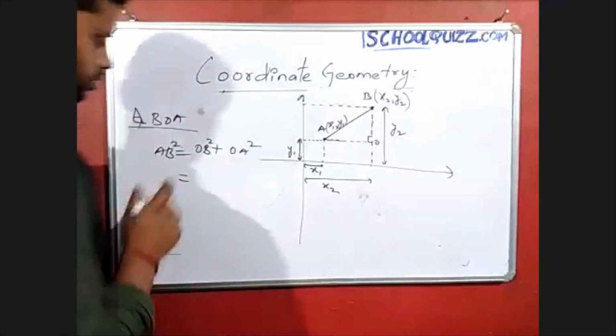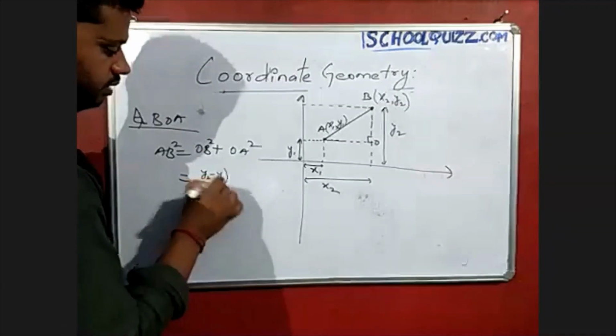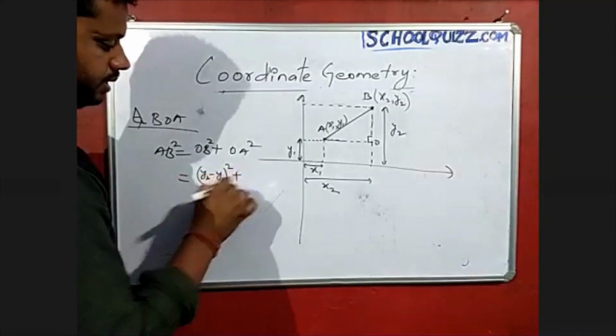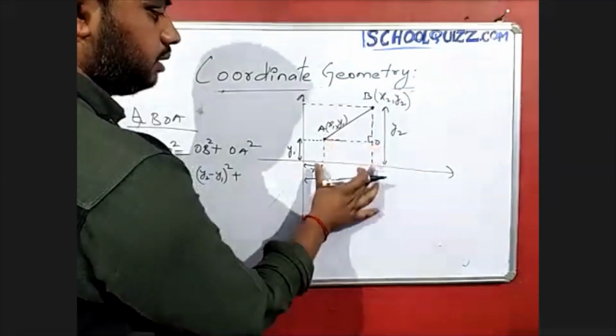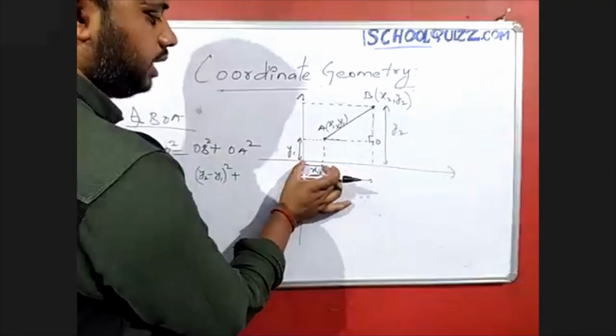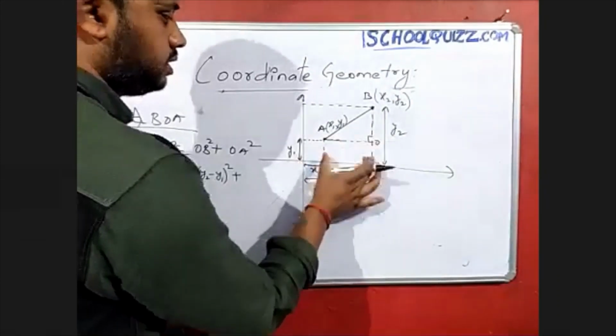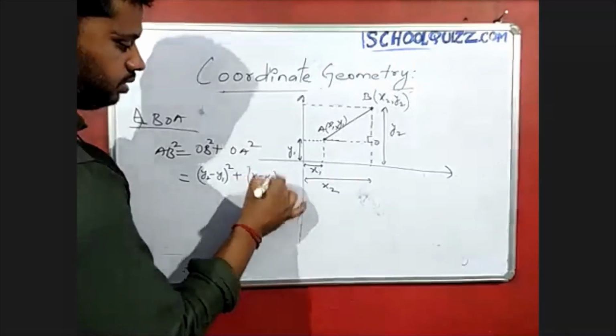So you get y2 minus y1, this whole square, plus similarly OA means this distance: this total is x1, this is x2. So you get this distance. So this is x2 minus x1 whole square.